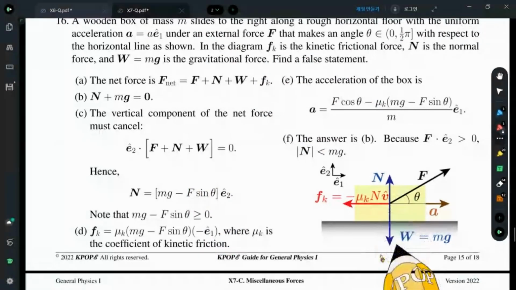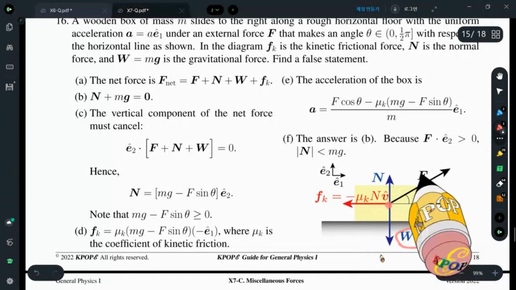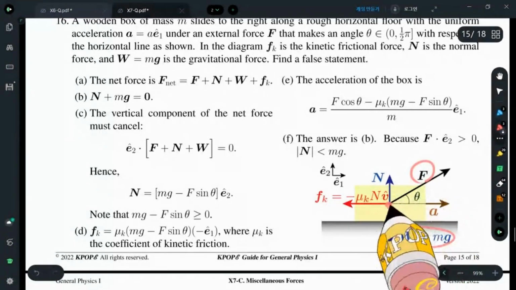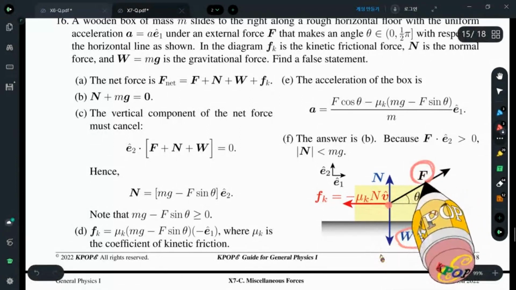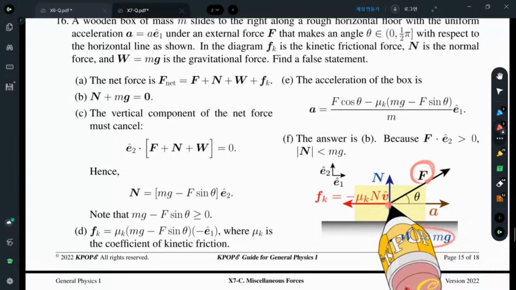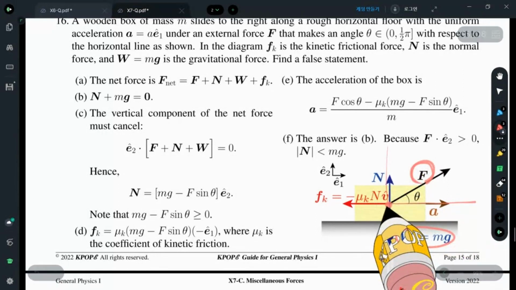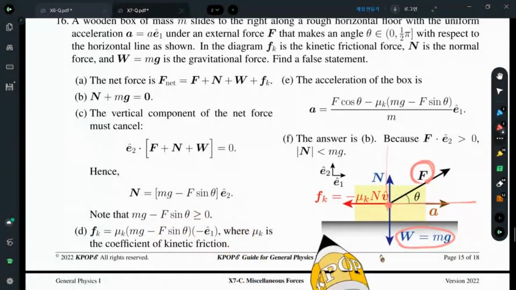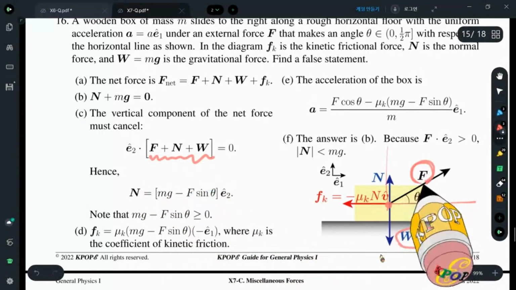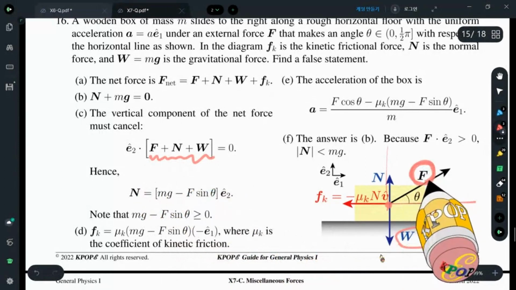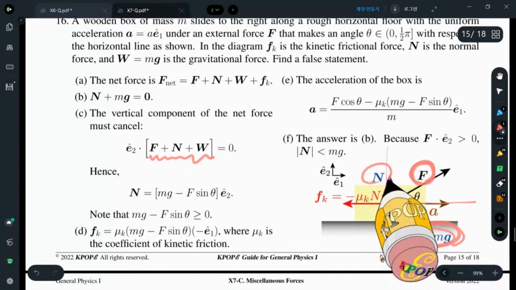We have weight, mg, and we have an additional force applied to this object. This F has two components, parallel to the horizontal and parallel to the normal. So all of the external forces are this external force, the gravitational force, and the normal force.